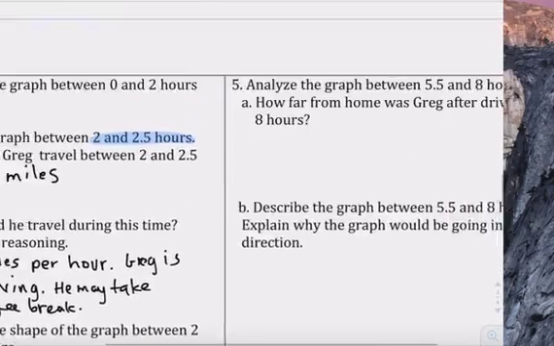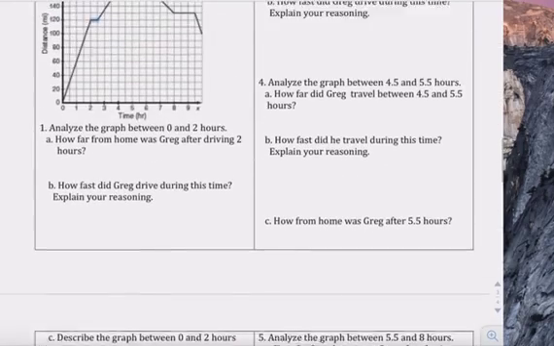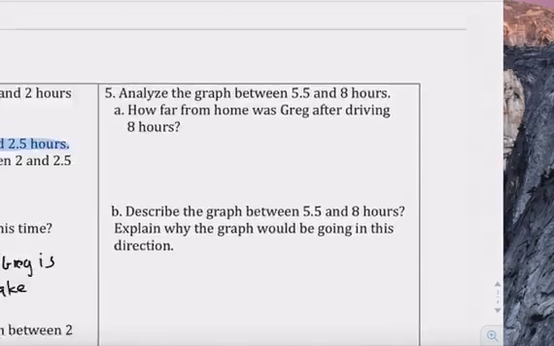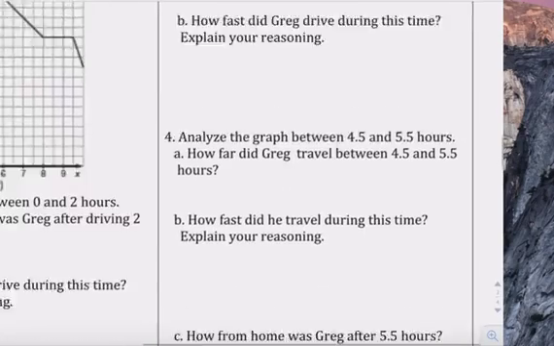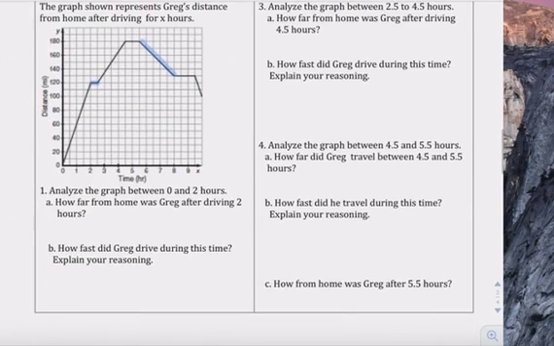Okay, did I number it all wrong? Oh yeah, I numbered it all wrong. All right, number 5. Analyze the graph between 5.5 and 8 hours. So right here, analyze this graph right here. Let me draw it better. Just that little line. Analyze that graph.